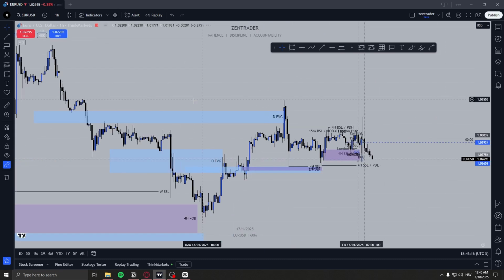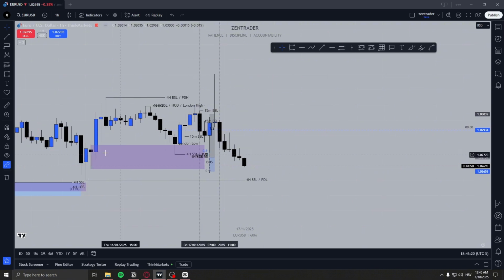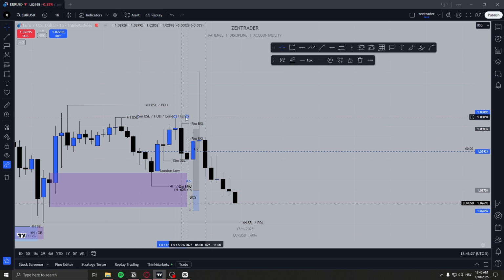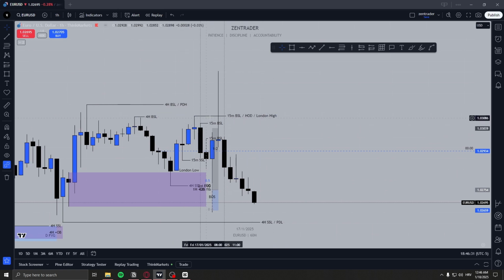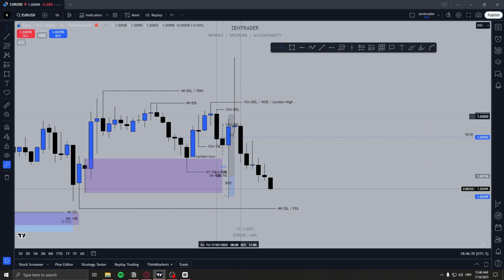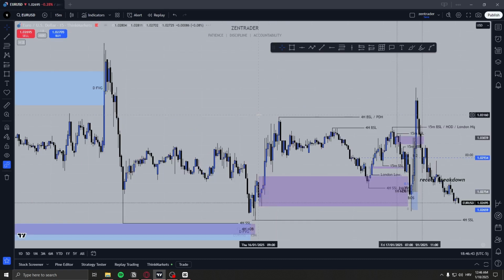Okay, so at the 1 hour time frame, we can see that we had this order block right here and this 4 hour sell side that we marked out. On the other hand, we had here a 15-minute buy side liquidity and half the day and London high, which is also, as you can see, the 1 hour buy side liquidity. So okay, below we have nothing else than this one and this order block. So that's about it. Let's go to the 15-minute.